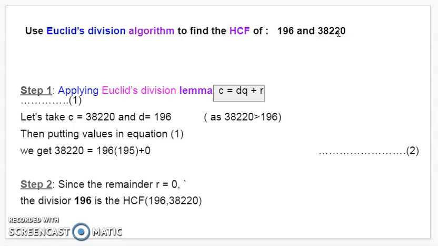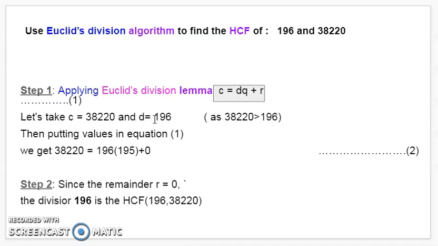196 is smaller than 38,220. So we are taking C equals 38,220 and D equals 196. We are taking these values for these alphabets. What we have to do is select the dividend and the divisor. The smaller one will be the divisor, so 196 here will be the divisor.